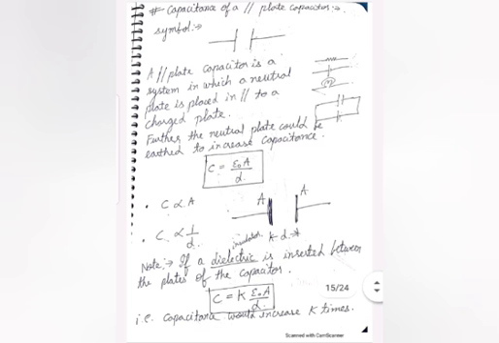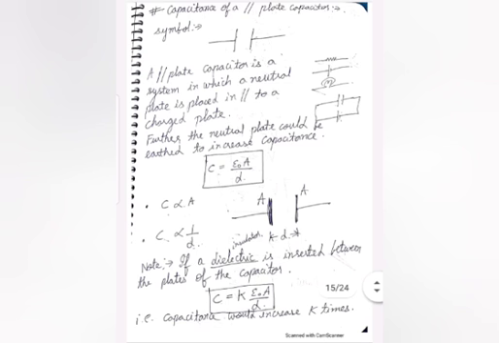For example, if we have a parallel plate capacitor which has a capacitance of 100 microfarad, and if we put a dielectric in between the plates of the capacitor, which has a dielectric constant of 2, then your capacitance would become double, that is twice of 100.